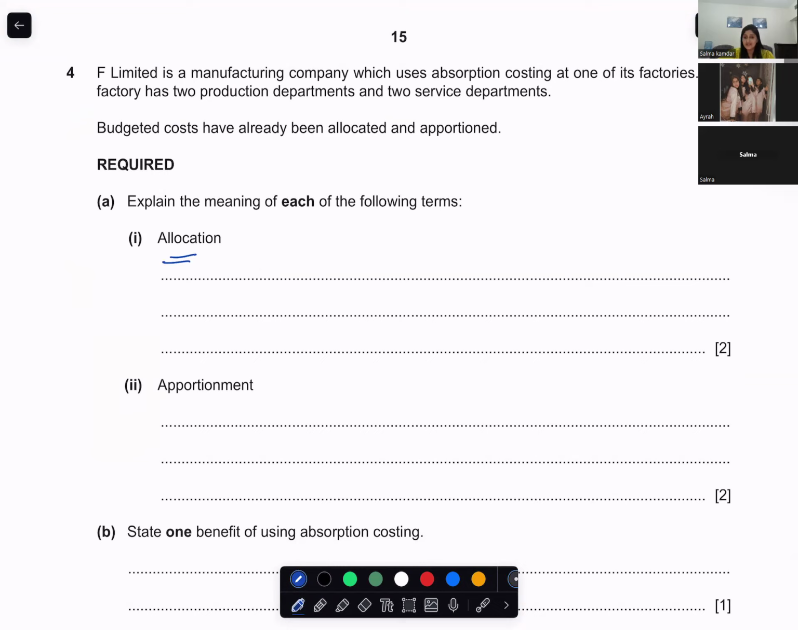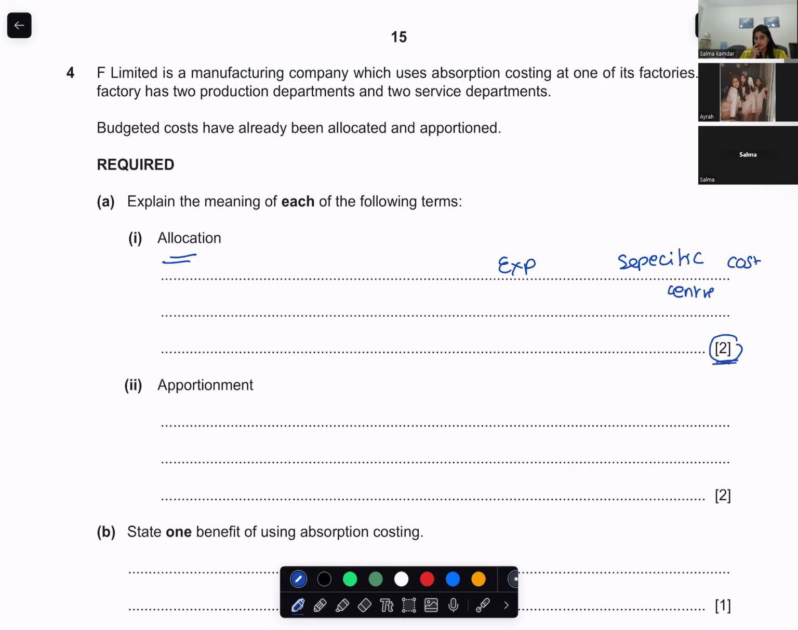Can you tell me what is allocation? Allocation is when the expense is only related to one cost center. Allocation is the cost related to the specific cost center. Expense related to specific cost center. What is apportionment? Apportionment is when you say overhead.